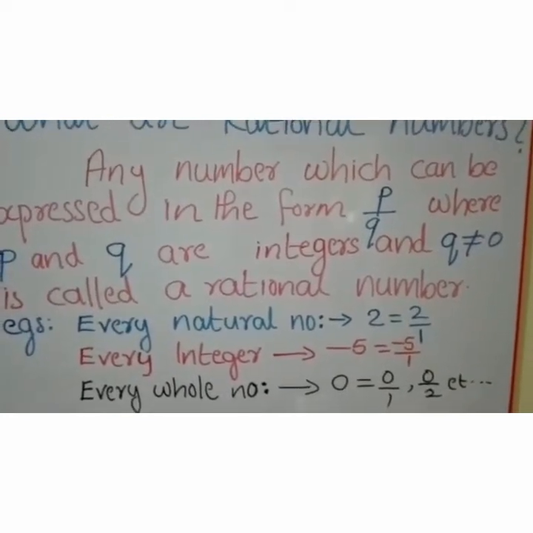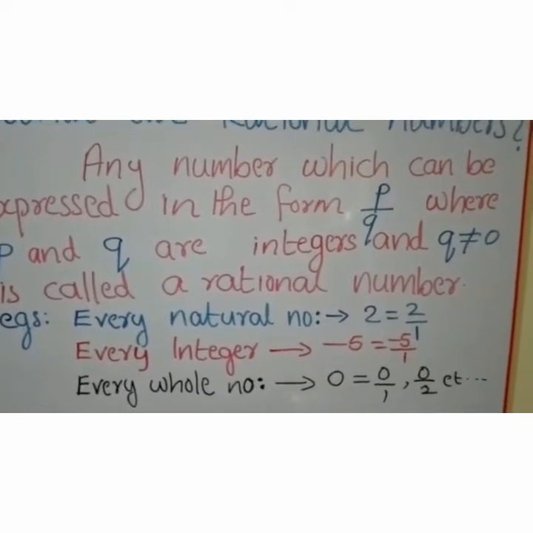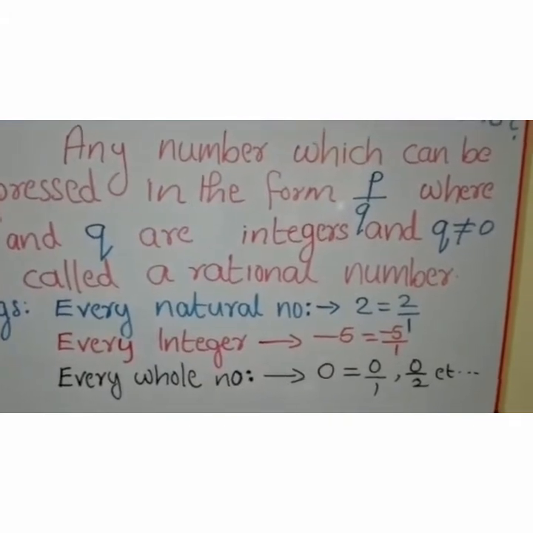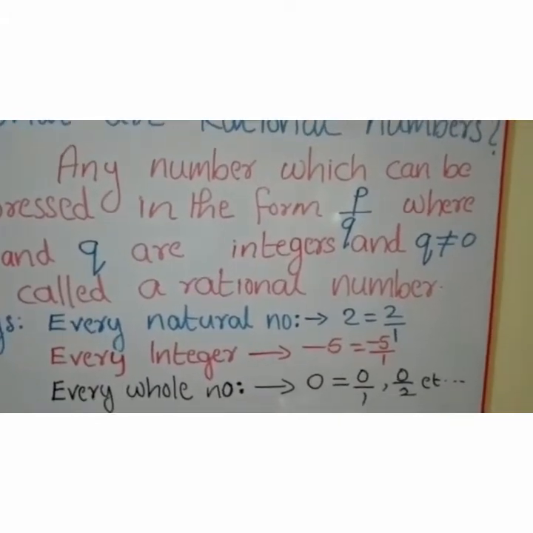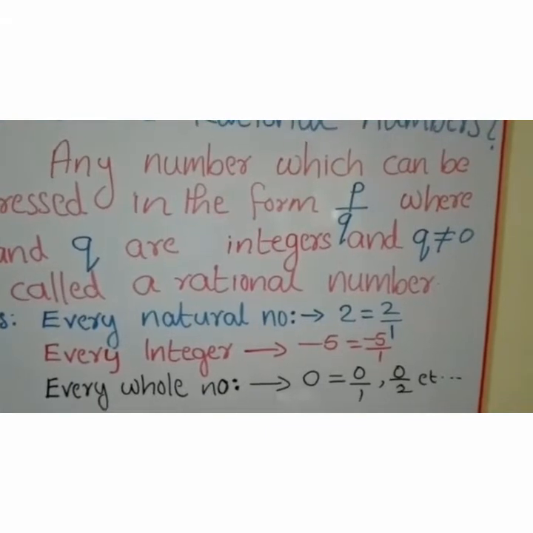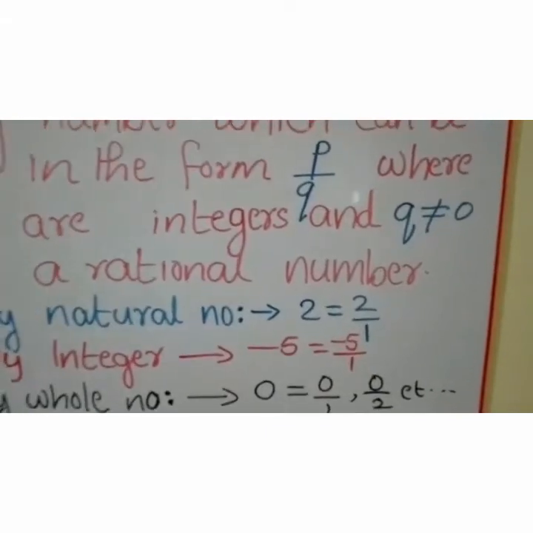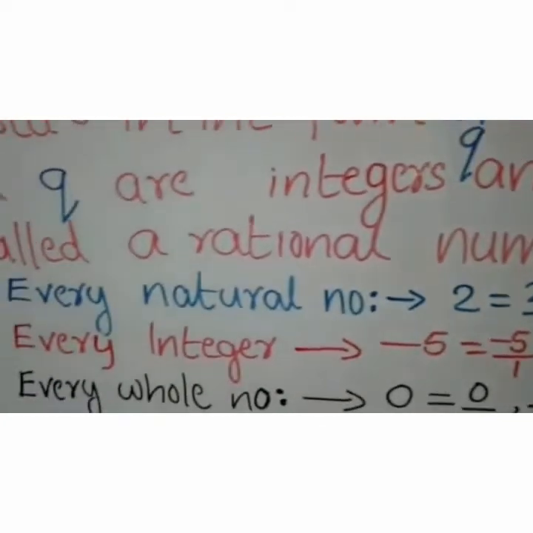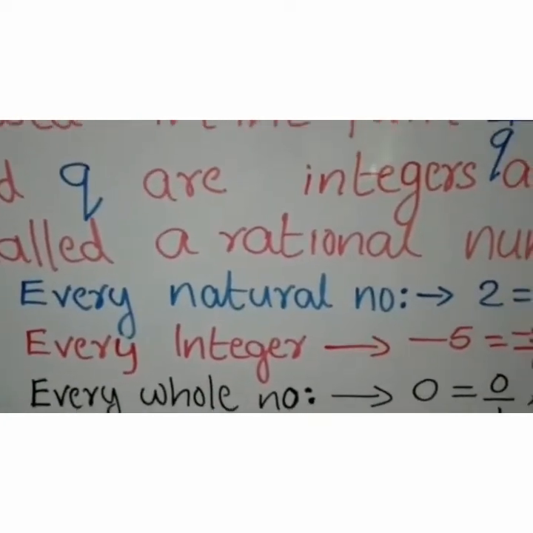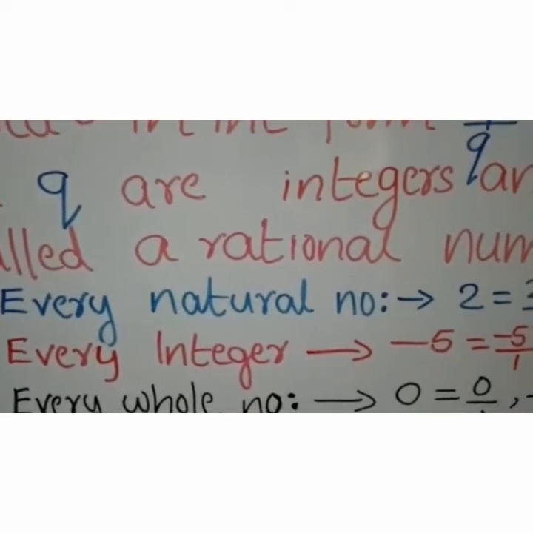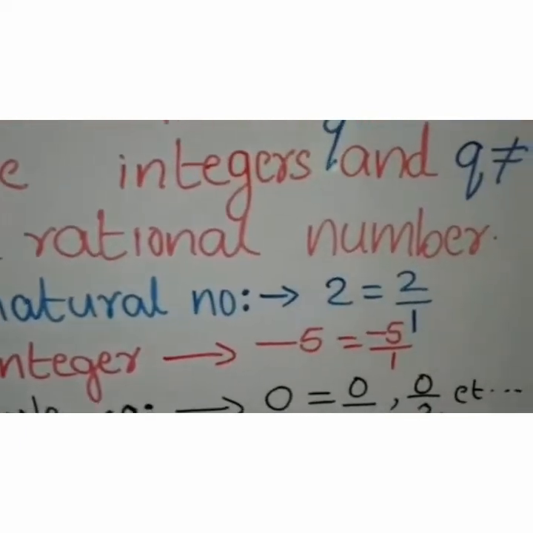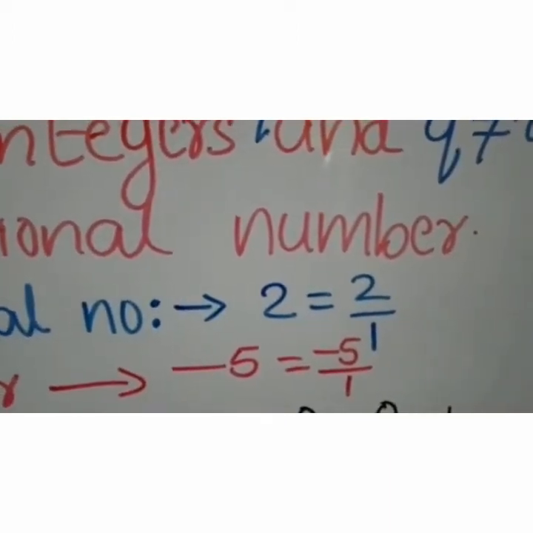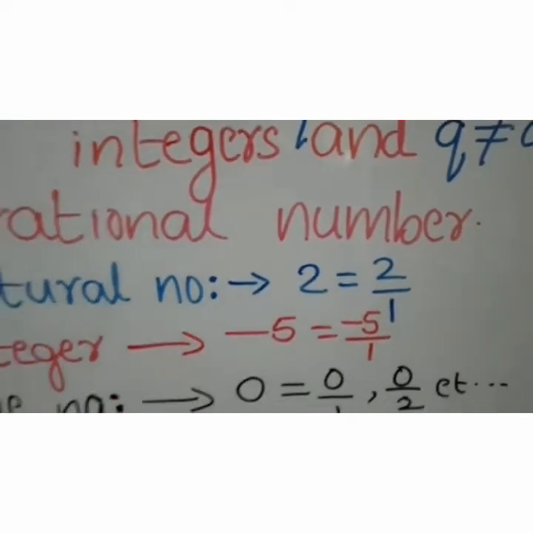Okay, in the examples, every natural number, natural number means counting number. Every natural number is a rational number. For example, 2 is a natural number and 2 you can write in the form 2 divided by 1. Next is every integer. Every integer means positive and negative integers. For example, negative 5. Negative 5 you can write in the form negative 5 divided by 1, that is in the P by Q form.